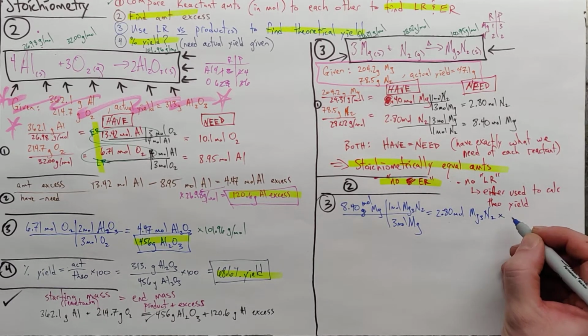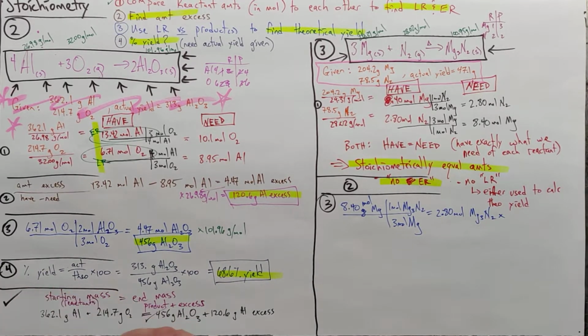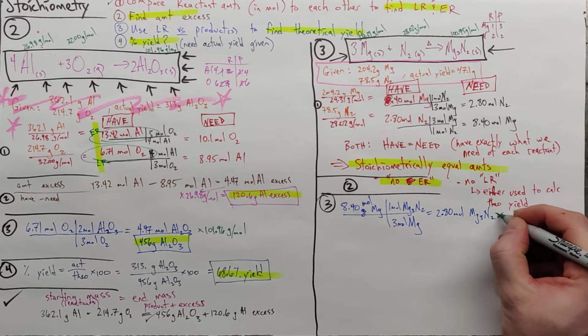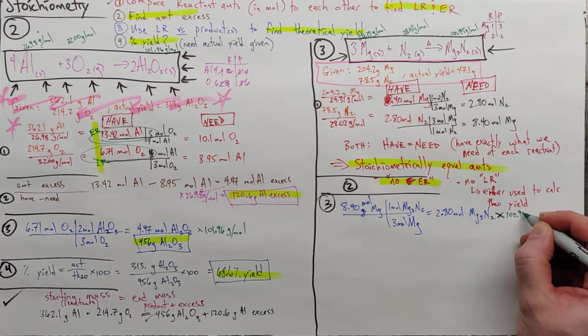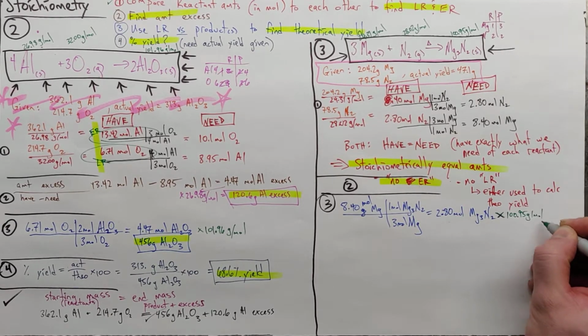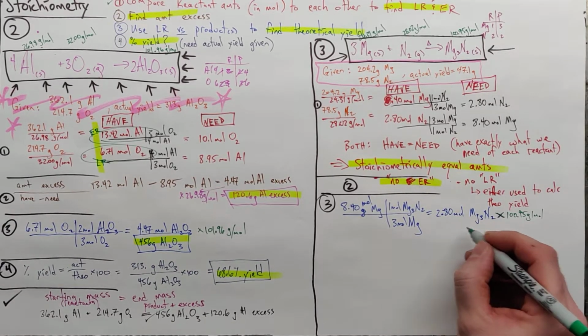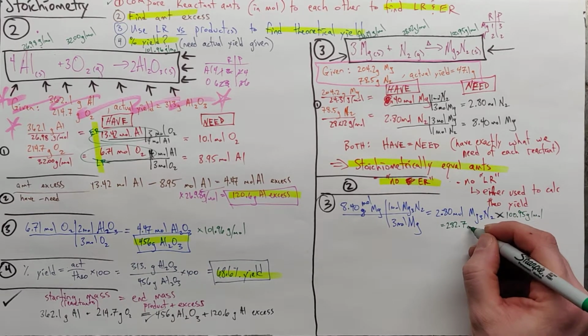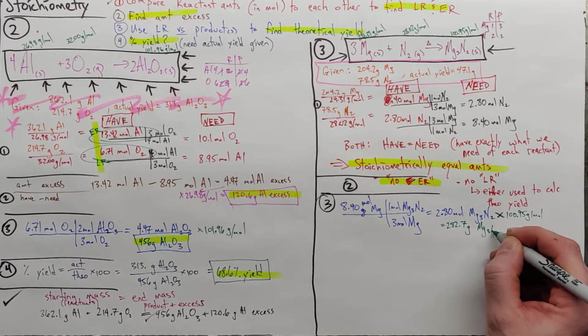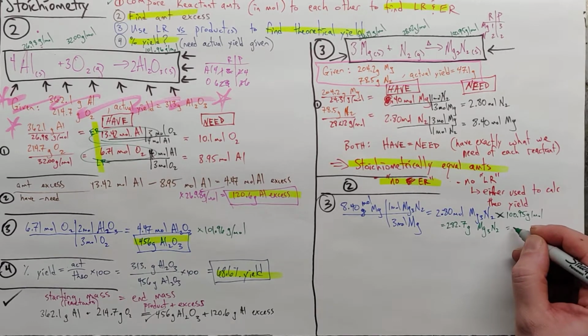We can multiply that by its molar mass that we calculated in advance, which is 100.95 grams per mole. And we end up with 282.7 grams as our theoretical yield.